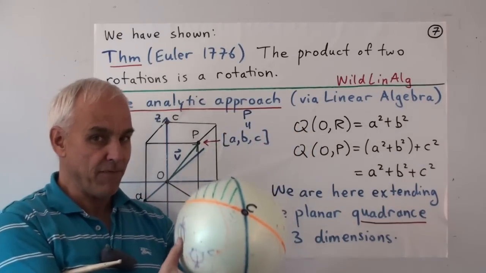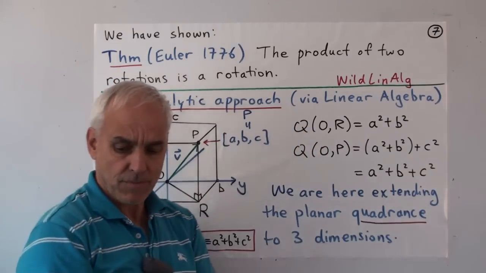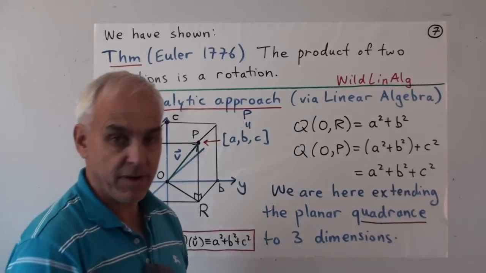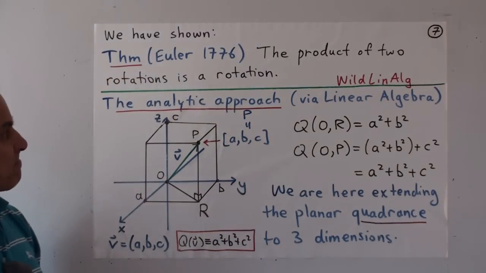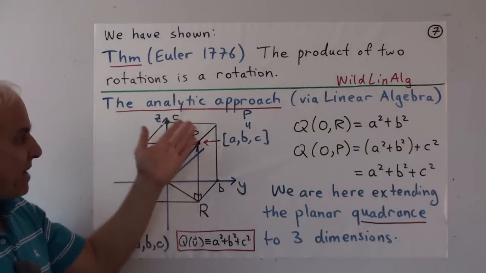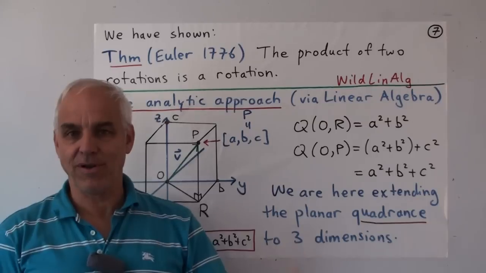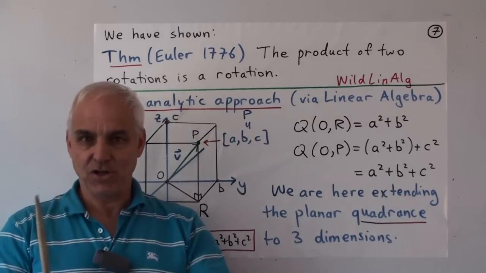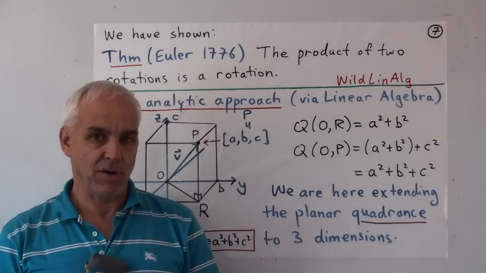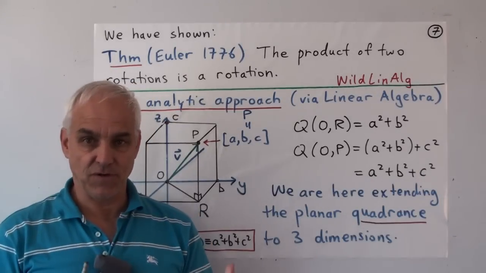It's not entirely obvious that that's the case. And Euler realized that it had to be proven, and he proved it. And so basically we've given a geometrical demonstration of that fact using this idea of spherical addition of vectors on the surface of the sphere.